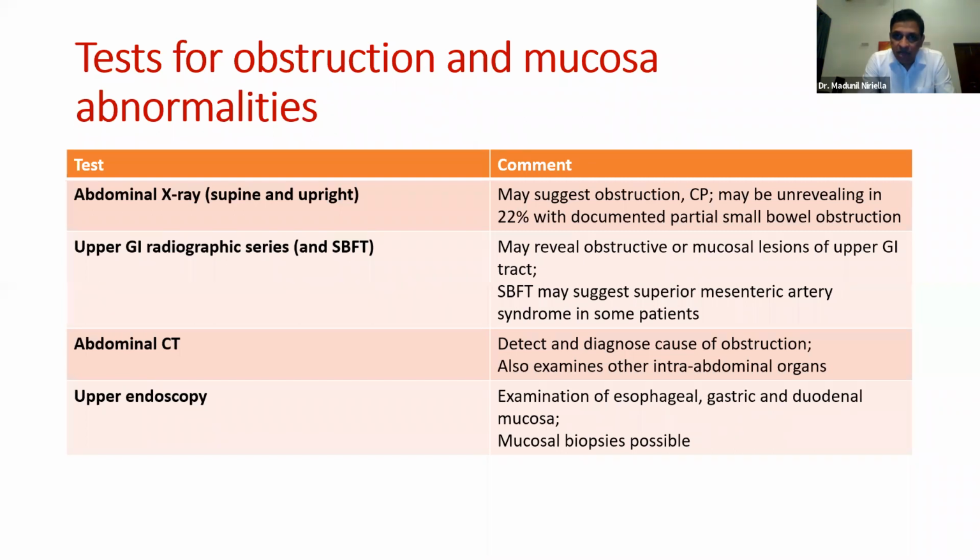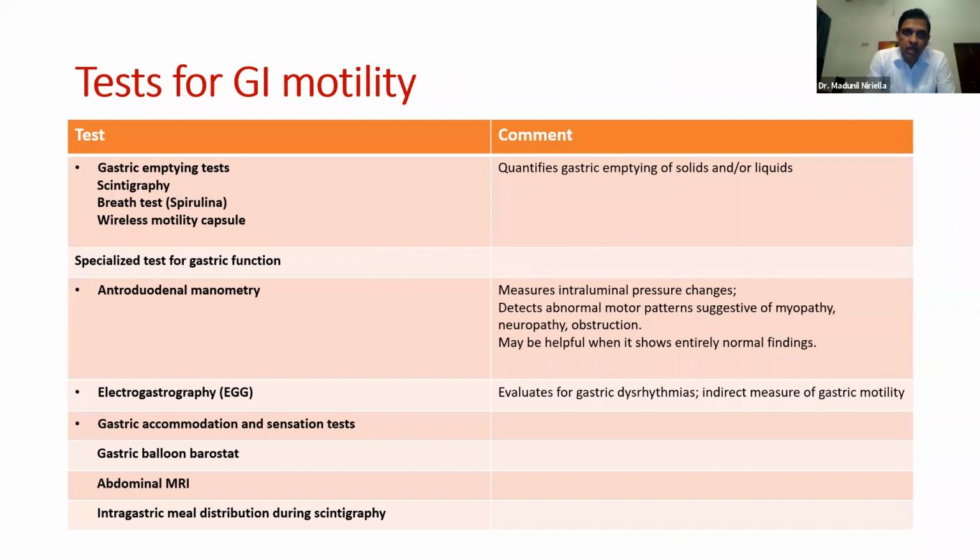The abdominal CT may be useful to detect and diagnose the cause of obstruction and also look at other intra-abdominal organs. An upper GI endoscopy is invaluable in examining the esophagus, gastric, and duodenal mucosa, and we can also take biopsy specimens. There are specific tests to look at GI motility, and gastric emptying tests are the most frequently used ones, and these include scintigraphy, breath test, and wireless motility capsule.